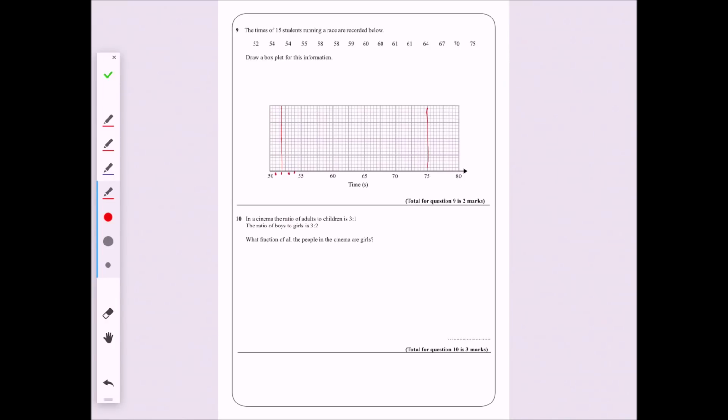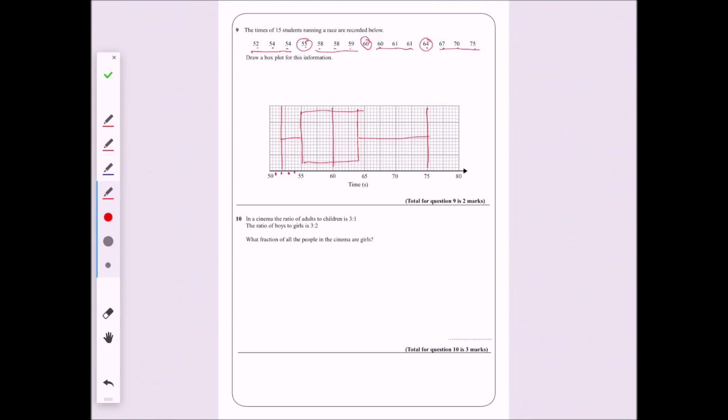We then need to find the middle number, so it's 15. So 1, 2, 3, 4, 5, 6, 7. That will be in the middle. 1, 2, 3, 4, 5, 6, 7. So 60 is the median score. To find the lower quartile, it's the middle of the bottom half. So we've got 3 there, 1 in the middle, and 3 there. So the lower quartile will be 55. And then we've got 3 there, upper quartile, and 3 there. So that will be 64. And be careful again, 2 squares per one. So your box plot should look like that.